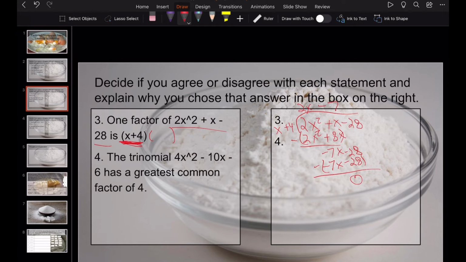And the thing that we would have needed to multiply by would be 2x minus 7. So since this has no remainder, that means that x plus 4 times 2x minus 7 are factors of that polynomial.